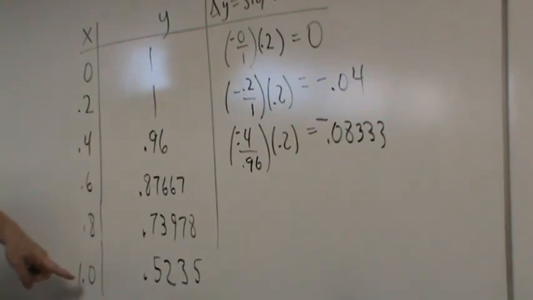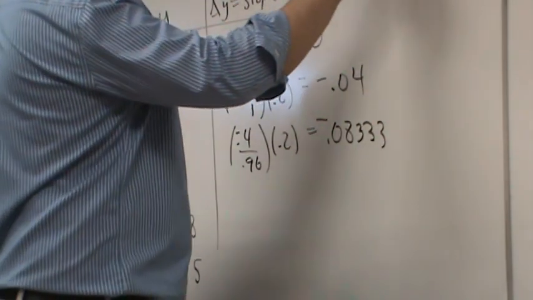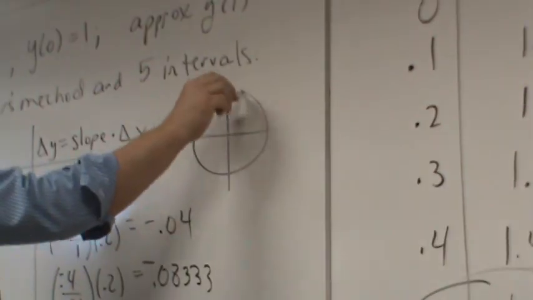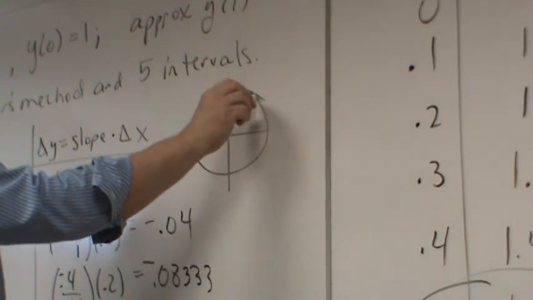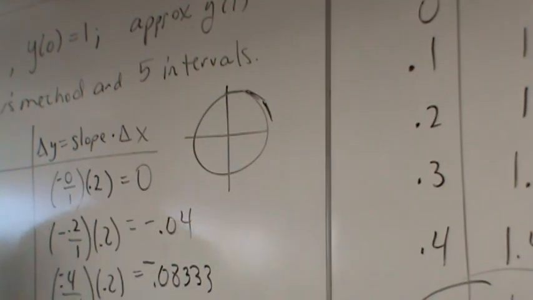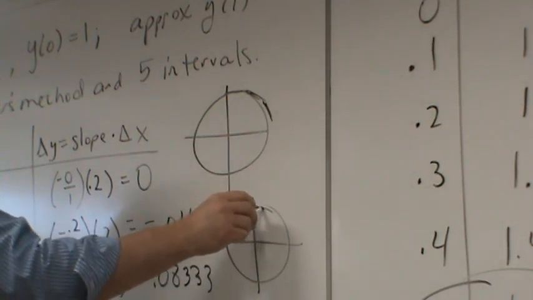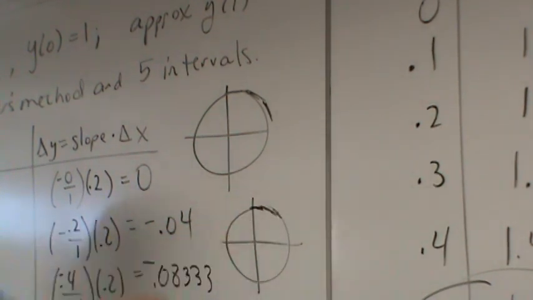Tell me, if I wanted to get a more accurate measure of what y of 1 is, how could I do that? Say again? Yeah, more intervals, right? This guy ends up being a circle, okay? And so I'm writing these tangent lines, and with each tangent line I get farther and farther from the circle. Well, if I had 1,000,000 intervals, then I'm pretty much hugging the circle, and I'm going to get exact. Okay, good. And we'll talk more about error tomorrow.